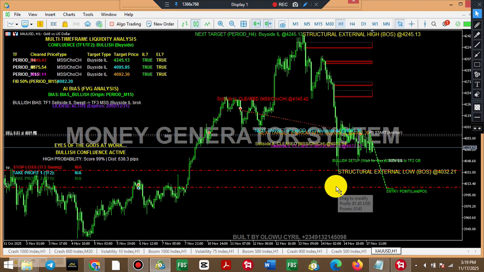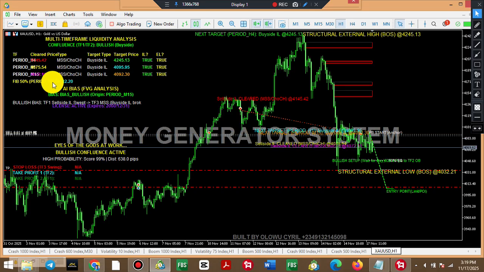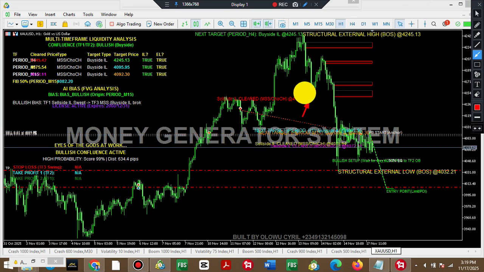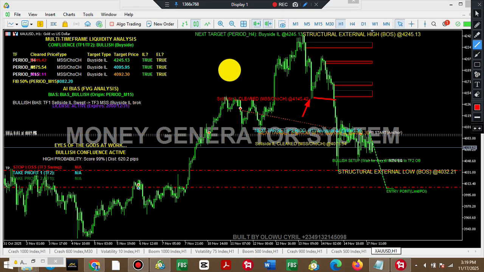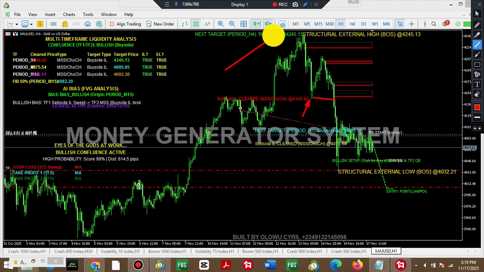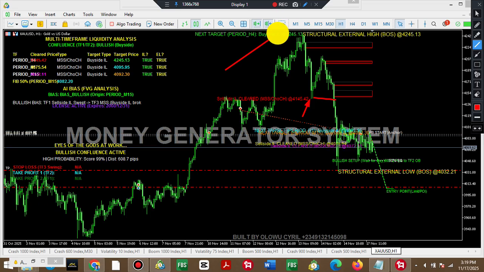So the function of this software is it analyzes the liquidity and tells you the one that is cleared, just like I told you. This was the H4 that is being cleared. Immediately this point was cleared and led to a break of structure here, it updates this one right here, which is the next. You can even see it's telling you that the next target is the H4 buy side liquidity. That is the next target.